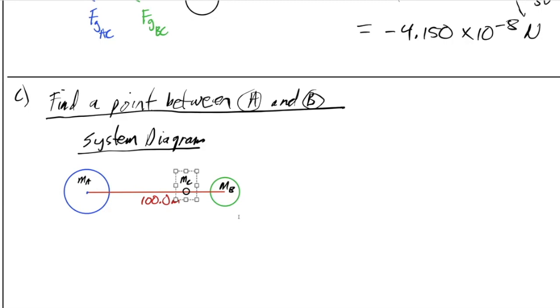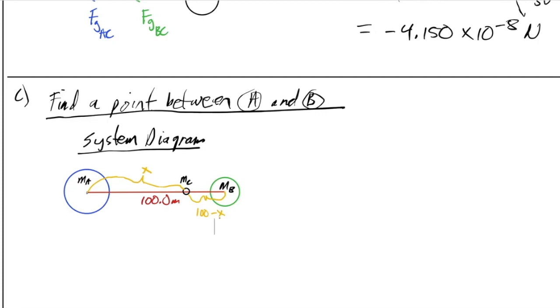Well, we know that this position here is somewhere within this 100 meter limit. So for the sake of argument, let's say that the distance from position A to C, let's call that distance X. And from C to B, that's going to be 100 minus X. Now, notice these are just distances.